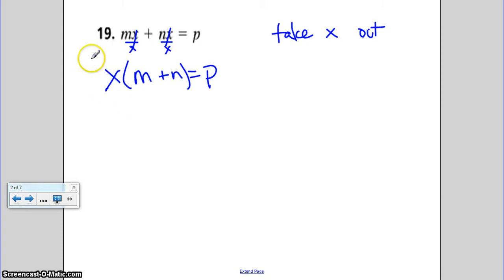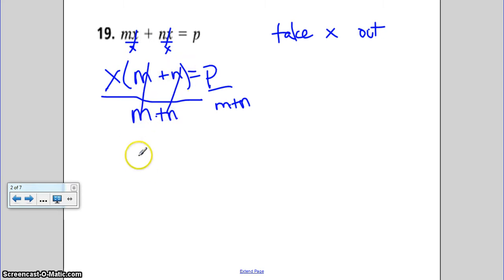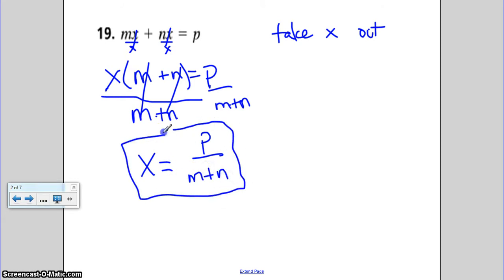Now, again, I want x by itself. Right now, it's being multiplied by this whole quantity of m plus n. So I'm going to divide both sides by m plus n. And these cancel, and I'm left with x equals p over m plus n. This is your final answer.